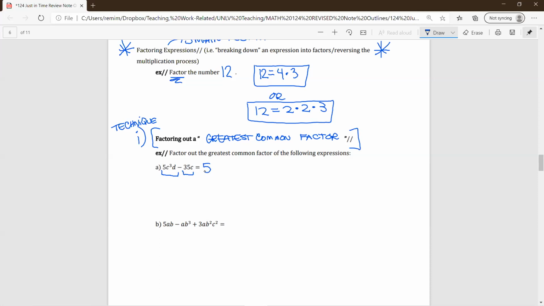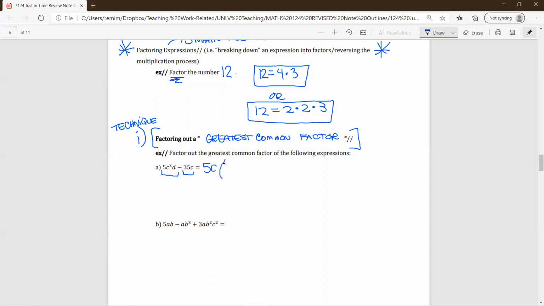Now look at the variable part. The first variable part is c cubed d. And in the second term, the variable part is c. So do they have anything in common? They have different variable parts, but they do both have a c in common. So I'm gonna write c, and that's all they have in common.